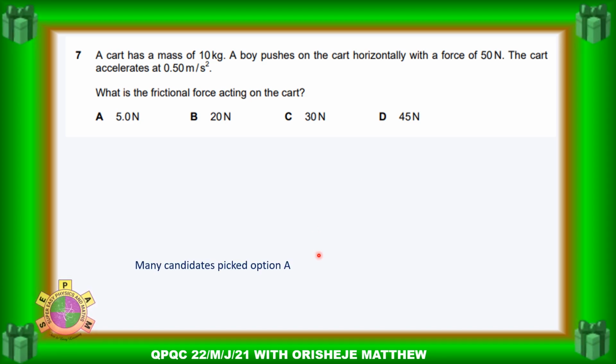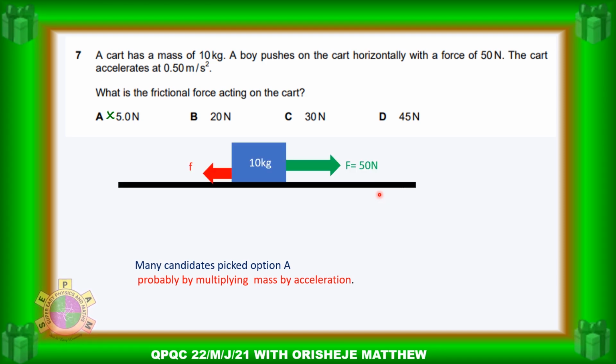Many students pick option A, which is 5 Newton, probably by multiplying the mass by the acceleration. They just multiply the mass, 10, by half, which gives 5 Newton, but the concept is wrong, so A is wrong. Let's analyze so that you don't make the same mistake.